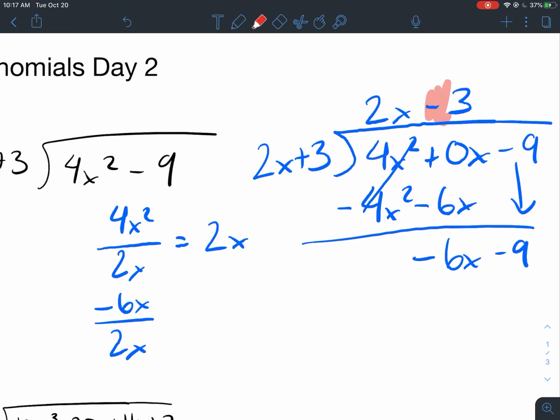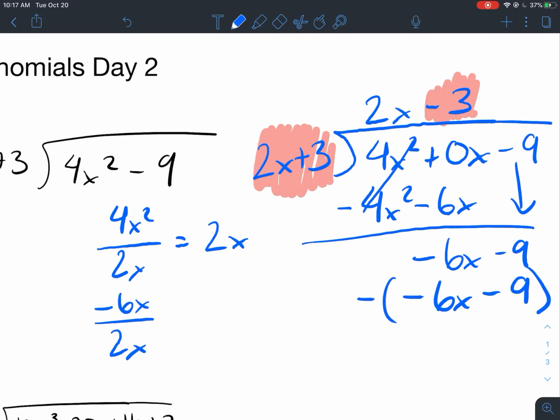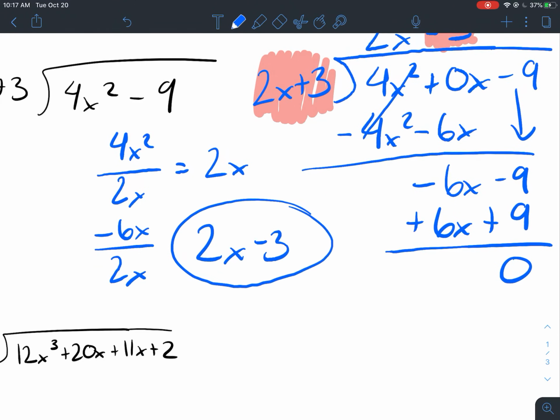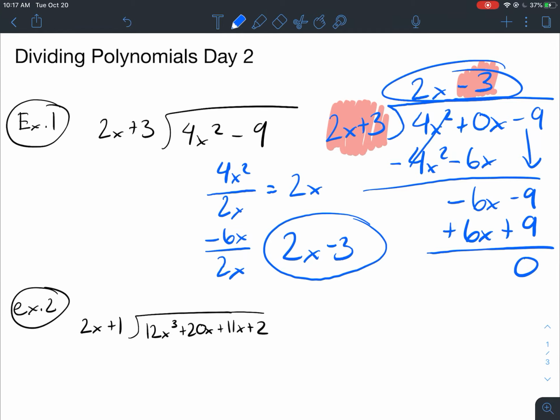So now I'm going to multiply negative 3 times 2x plus 3. We end up with a negative 6x minus 9. Then we have to subtract, so we distribute the negative. It becomes a plus 6x and a plus 9. So we end up with a remainder of 0. Our answer here would be 2x minus 3. Since there is no remainder, we don't have to add anything in on the end.